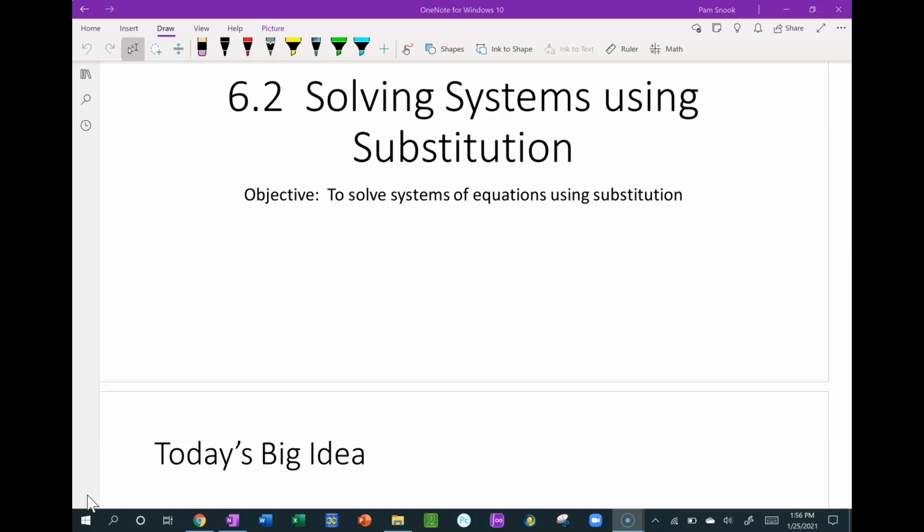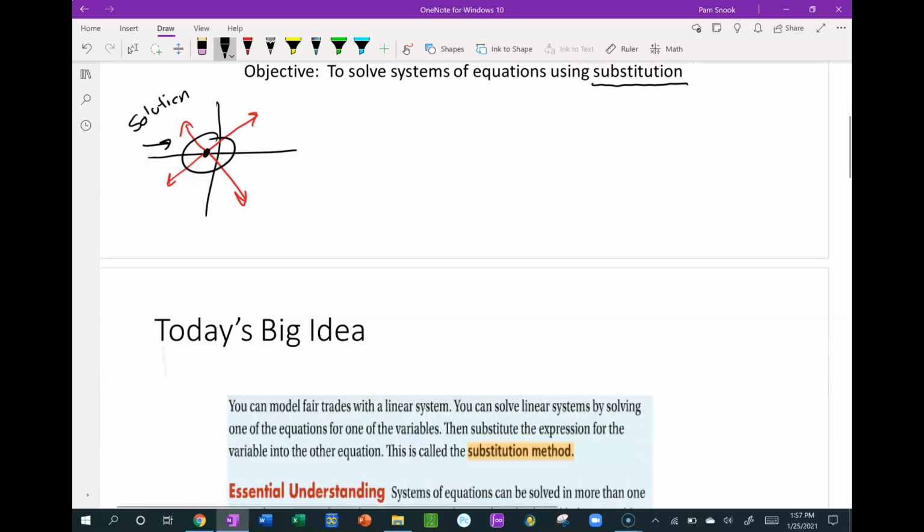So if you remember from last time, you had a graph and we would have a line and then maybe another line. And the point where those two lines intersected, that was your solution. And that was to solve by graphing. So last time we solved it by graphing. This time we're going to solve using substitution. So this is going to be our second method for solving linear systems.